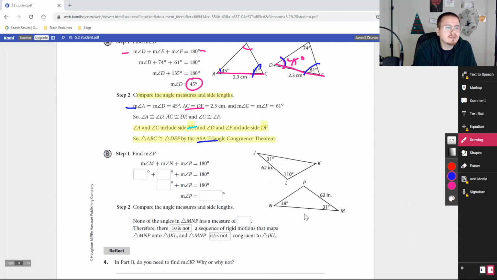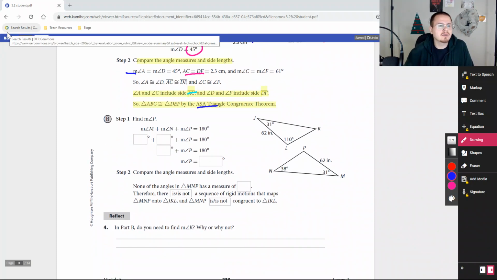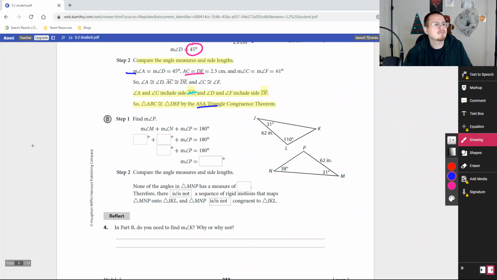So here's a little guided practice. If you want to pause and try it yourself real quick, go for it. We got 31 degrees for the measure of M and 38 degrees for the measure of N. M is clearly going to be up here with J, right? So we add that up, we solve, and we get the angle measure of P is 111 degrees. So that means K is 111, right?